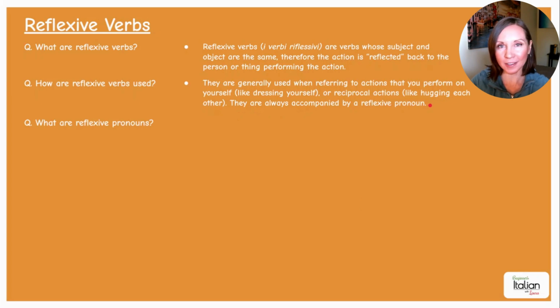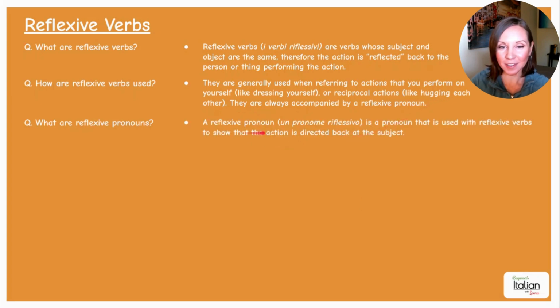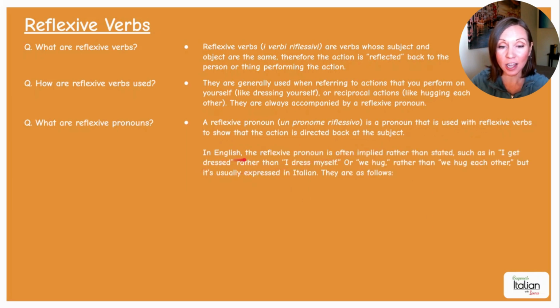Okay, so what are reflexive pronouns? A reflexive pronoun, or un pronome riflessivo, is a pronoun that is used with reflexive verbs to show that the action is directed back at the subject. In English, the reflexive pronoun is often implied rather than stated, such as in "I get dressed" rather than saying "I dress myself," or "we hug" rather than saying "we hug each other." But it's usually expressed in Italian. Okay, so that's a little bit different between English and Italian.